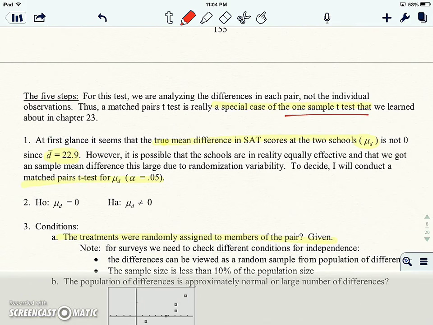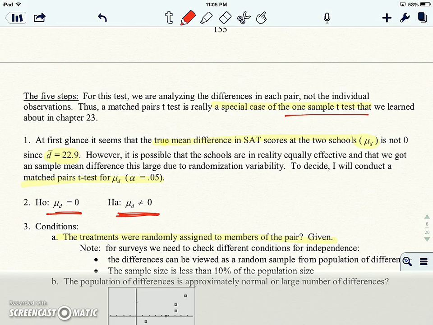At first glance, it appeared that the true mean difference of SAT scores from the two schools was not 0, so there was some type of difference. And remember, our null hypothesis is that it is 0, and our alternate hypothesis is that it's not 0, or that there is a difference in how well the schools prepare the students. But we want to see if that was just due to randomization variability, who randomly got to assign to go to school A versus assigned to go to school B.